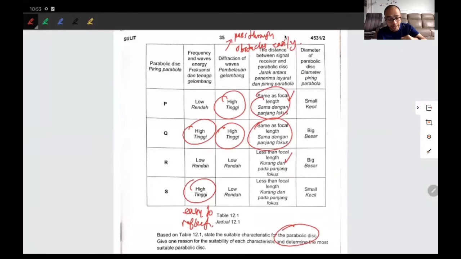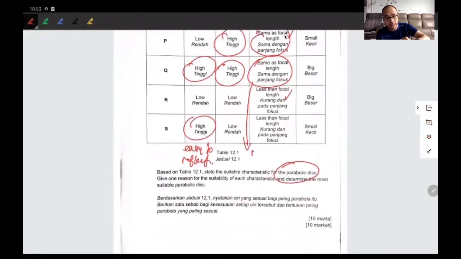The reason is so that the wave reflection is fully focused on the receiver. Kalau the receiver is less than the focal length, bukan semua akan fully focus. And that's bad lah, because we want the signal to come into the satellite fully focused on the receiver.